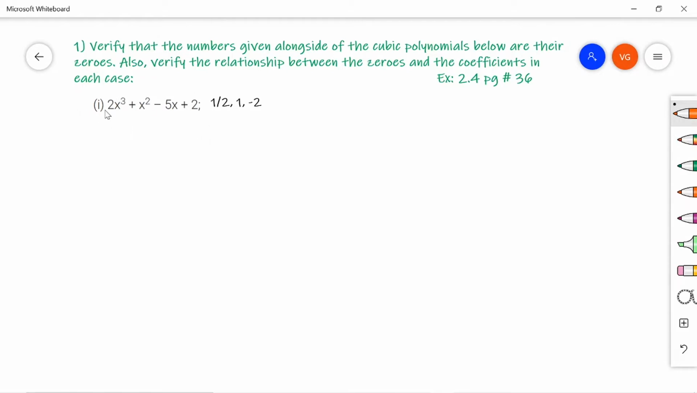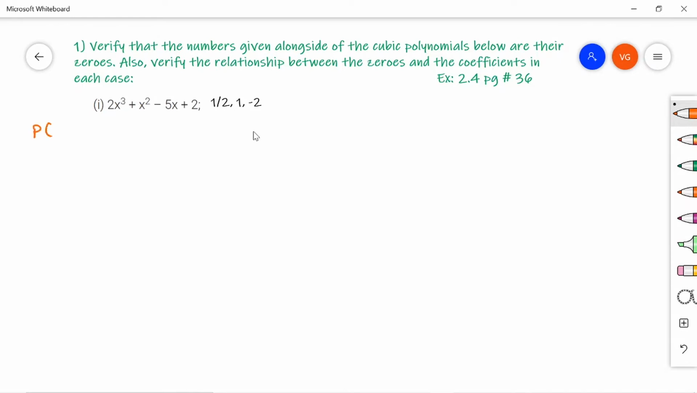So, the first case here is you're given with the cubic polynomial. It's a cubic polynomial, which means degree is 3, so you'll have 3 zeros. We need to verify whether the given 3 numbers are the zeros of the given polynomial or not, and then we have to verify the relationship. So let us check whether the given 3 numbers are zeros of the polynomial or not first.